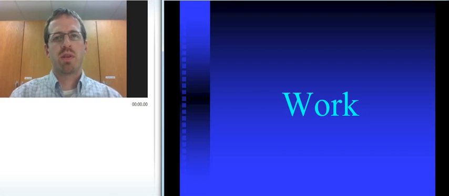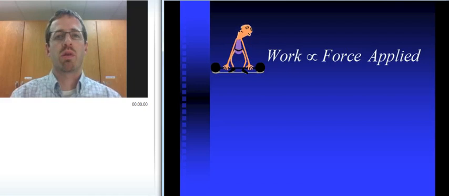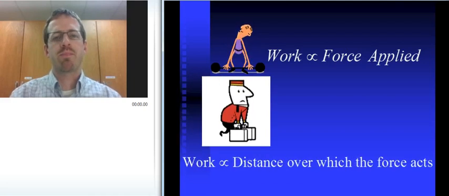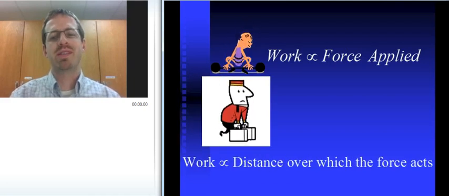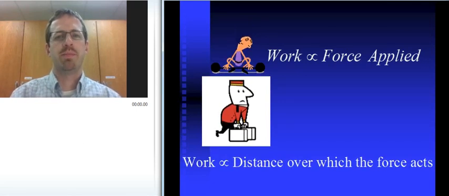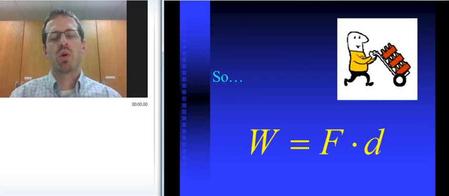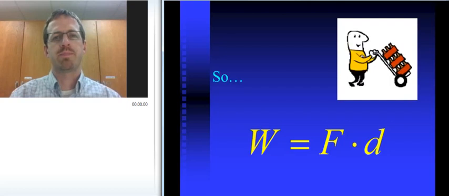So let's start with the first one. In the first one, work is proportional to the force that's applied. So if an object has work done on it, or you're doing work to an object, part of that equation is that the bigger the force, the bigger the work. Secondly, the work is proportional to the distance over which the force acts. Again, the bigger the distance, the more work done. So if you combine these two ideas together, you get this one equation: work is equal to force times displacement.